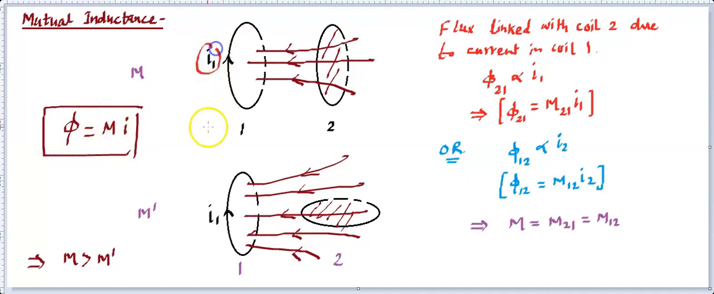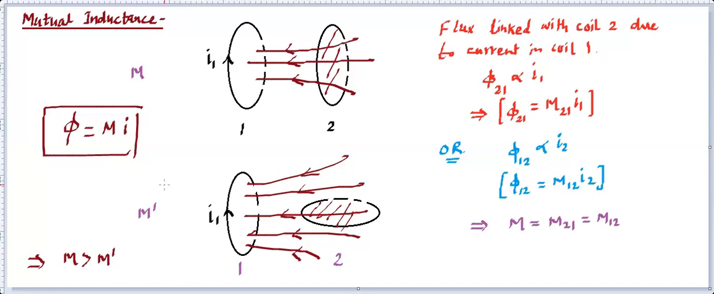Just like here we gave the same current I1, and we found more flux in this case, hence the M value was greater. I hope you got this point. And this is for mutual inductance. So this example that I compared over here in these two arrangements was qualitative.